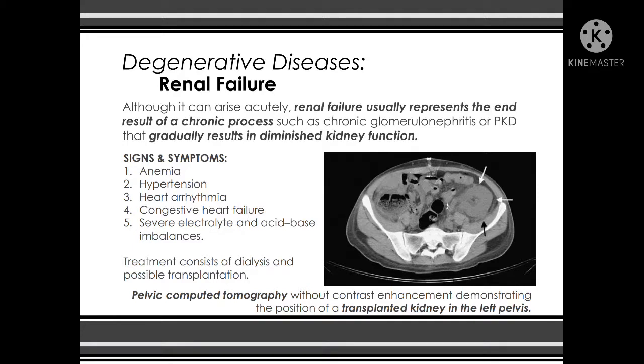Next is renal failure. So this usually represents the end result of a chronic process such as chronic glomerulonephritis or polycystic kidney disease, and it gradually results in diminished kidney function. So the signs and symptoms for this disease include anemia, hypertension, heart arrhythmia, congestive heart failure, and severe electrolyte and acid-base imbalances. So the treatment for renal failure consists of dialysis and possible transplantation. One characteristic of renal failure is uremia. It is the retention of urea in blood.